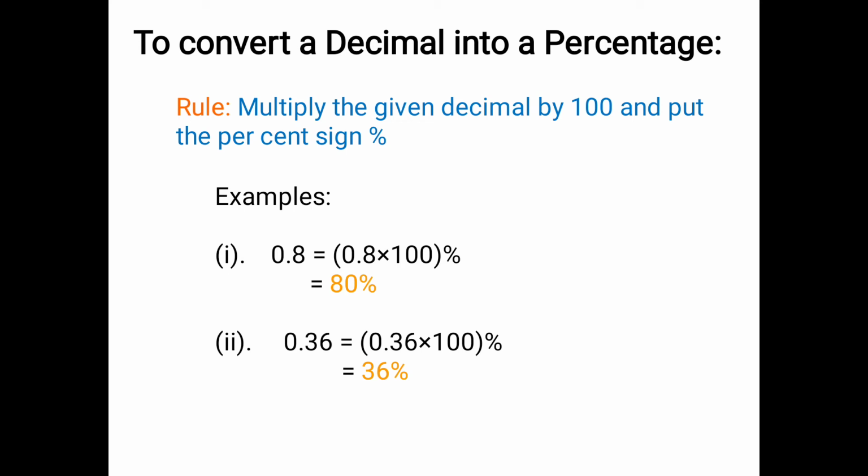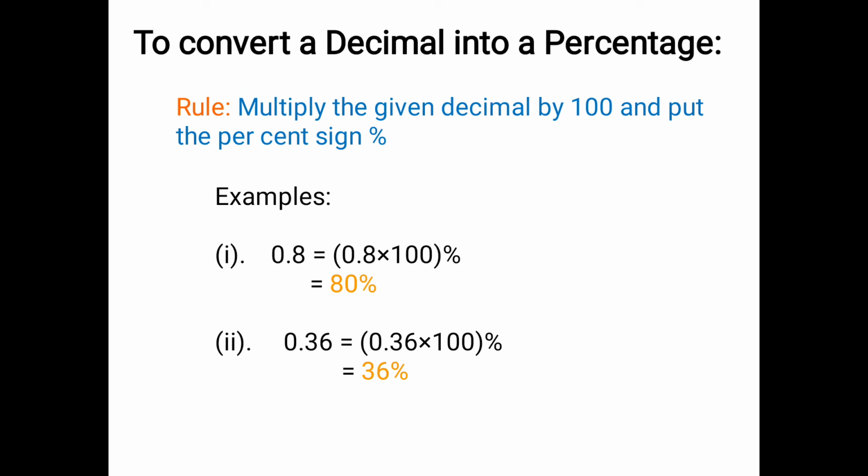This is the given question: 0.8 into 100. As in the rule, decimal into 100, we have to multiply 0.8 into 100. If you multiply 0.8 into 100, the answer will be 80 percentage.